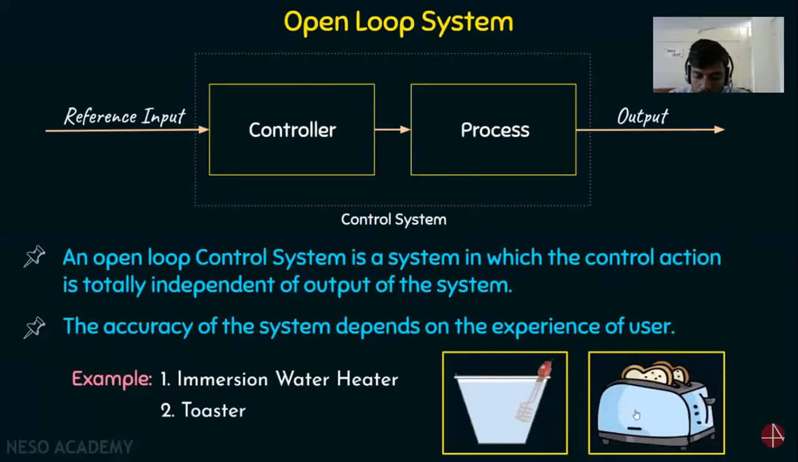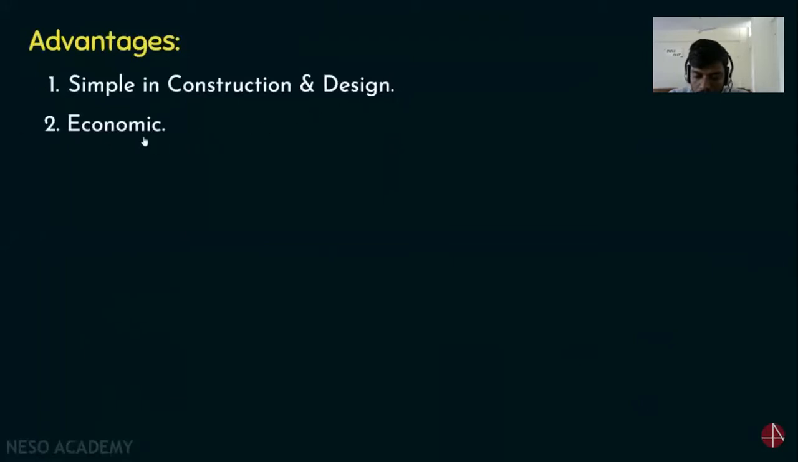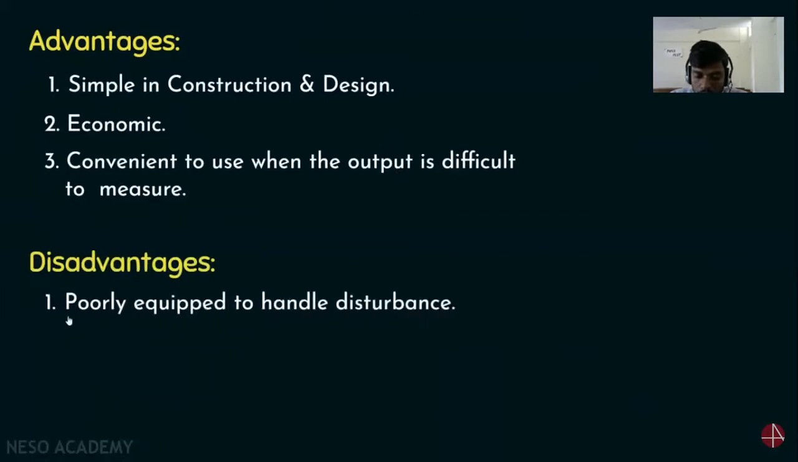Now let's move on to the advantages of using an open loop system. The first advantage is that it is simple in construction and design because it does not have a complex mechanism. Also, it is economic because it does not have many elements present in it and the circuitry is simple. Also, it is convenient to use when the output is difficult to measure. So we have some advantages, but on the other hand, we also have some disadvantages. The major disadvantage is that it is poorly equipped to handle disturbance. And as it can't handle disturbance, it is not reliable.